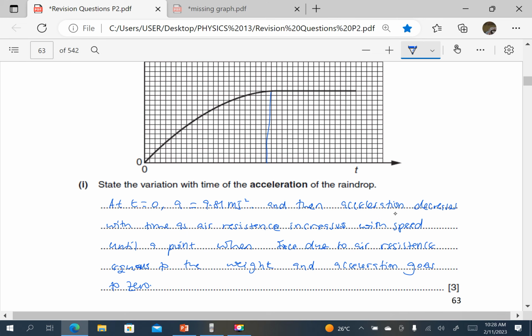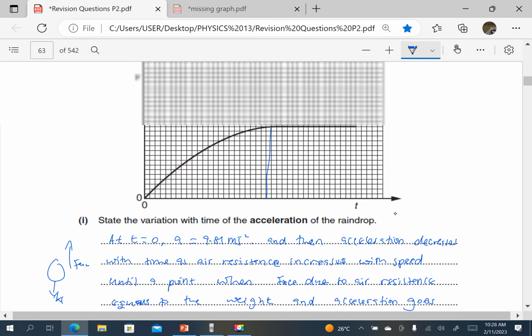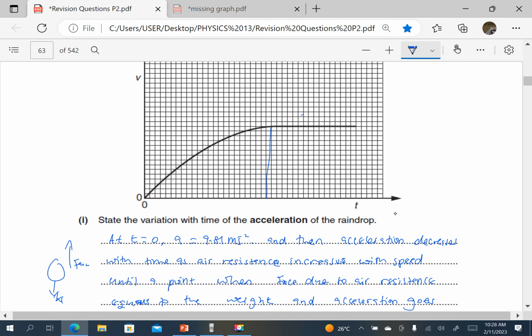But as the speed increases, the force due to air resistance also increases because air resistance increases with the speed. The point is going to be reached when the air resistance is equal to the weight, and then the acceleration goes to 0, because the weight downwards is balanced with the force due to air resistance. That means the resultant force F is equal to 0, and F is mass times acceleration. The acceleration will be 0. The speed is constant. That's why you see the graph becomes a horizontal line, which means acceleration here is equal to 0.